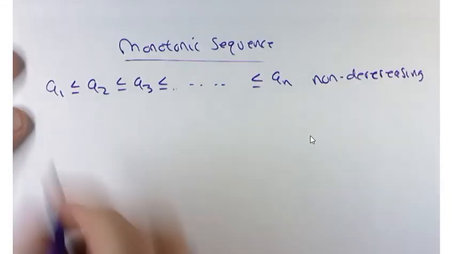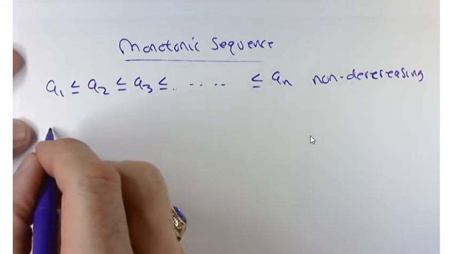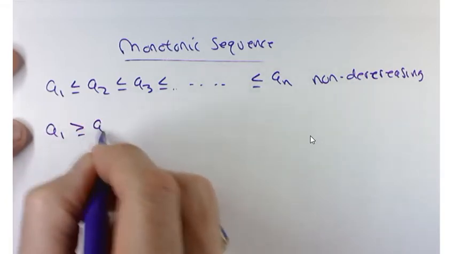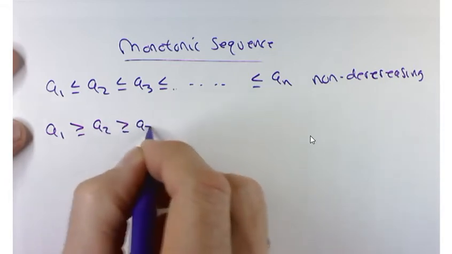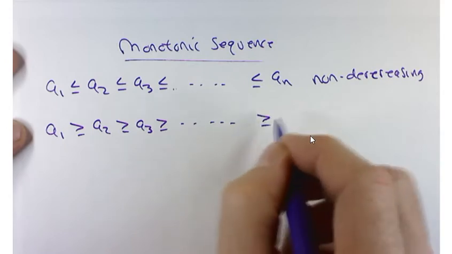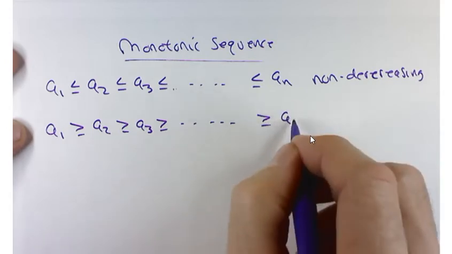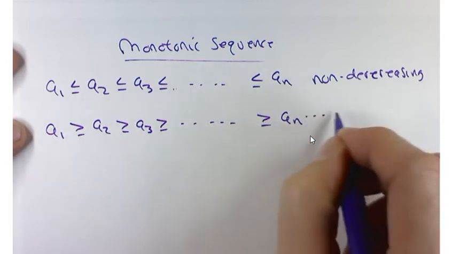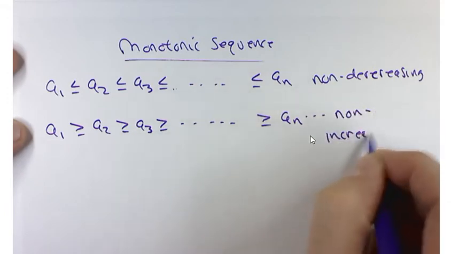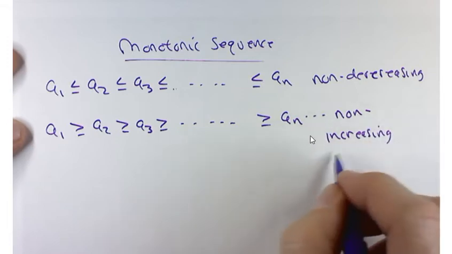In a similar way, you could have a non-increasing sequence. A sub 1 is greater than or equal to a sub 2, is greater than or equal to a sub 3. So the terms are always tending to get smaller or at worst stay the same. So this would be a non-increasing sequence.